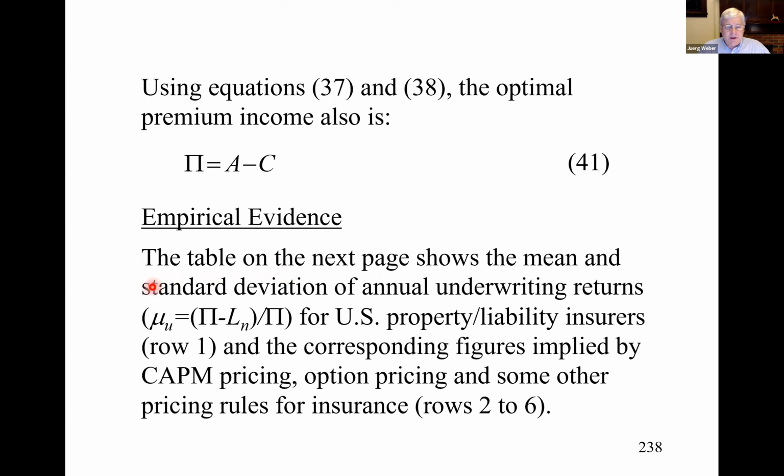In the next table, I show you the underwriting returns. Remember, the underwriting return is a percentage. So it's the premium income minus the losses, including the administration costs, divided by the premium income. And the premium income is actually total premium income. It also includes the safety loading. So total premium income minus total costs divided by premium income, that's the underwriting return. We used this before.